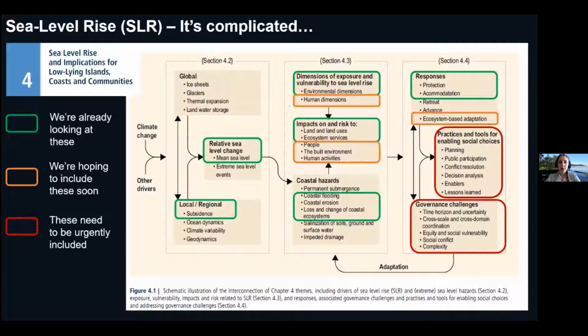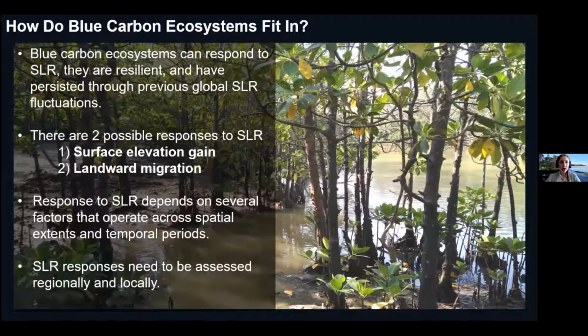I've just blocked out in green the things that we've started looking at as part of our research. In orange, other blocks are things that we're hoping to include soon, or we have the ability to include soon within our research. And the red blocks are areas that need more attention, and hopefully they'll be included in our work going forward. Okay, so how do blue carbon ecosystems fit in?